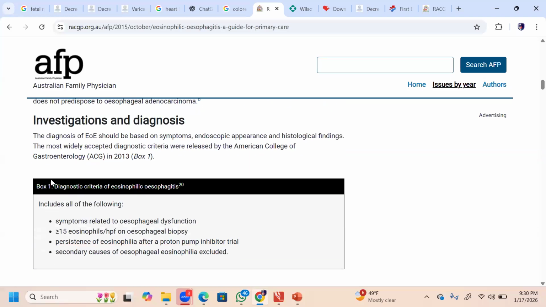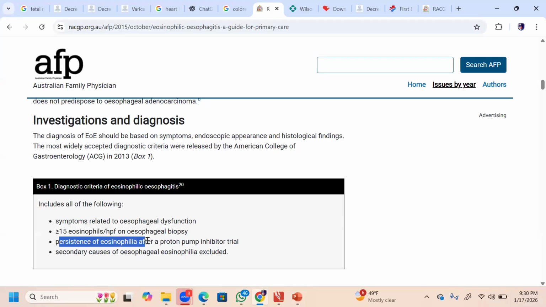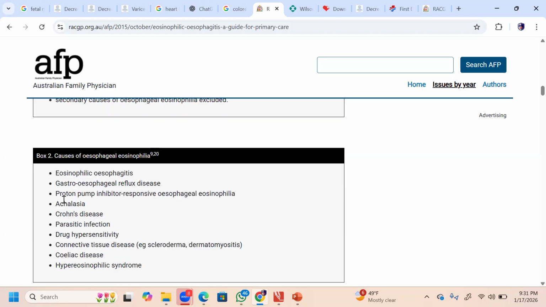What are the investigations? This is the specific diagnostic criteria: symptoms related to esophageal dysfunction, greater than 15 eosinophils on esophageal biopsy, and persistence of eosinophilia after the PPI trial. You have to use the PPI for 8 weeks, but there is no improvement or only minimal improvement. This also helps to make the diagnosis. After that, you have to go for the endoscopy with biopsy, and here you can see that there is eosinophilia.